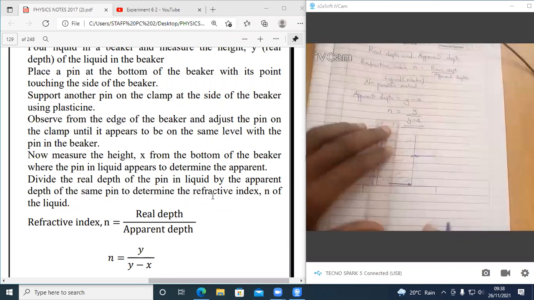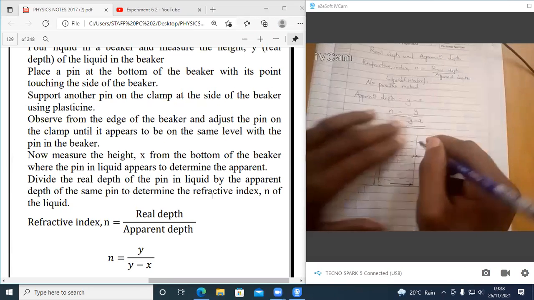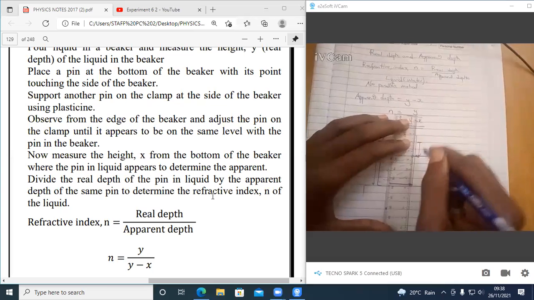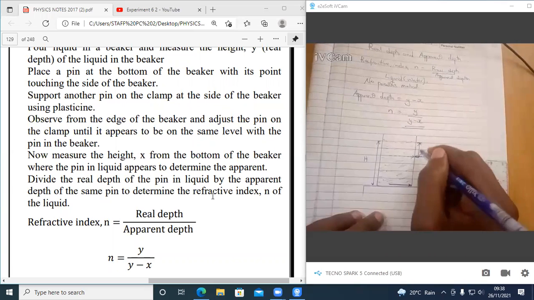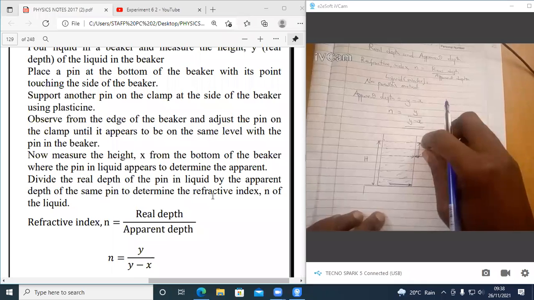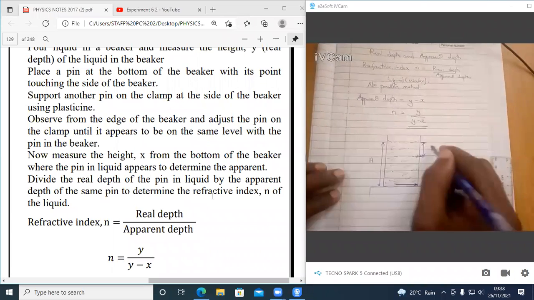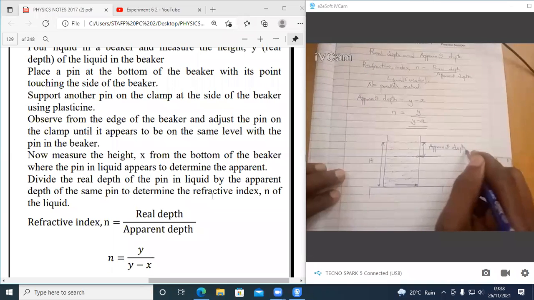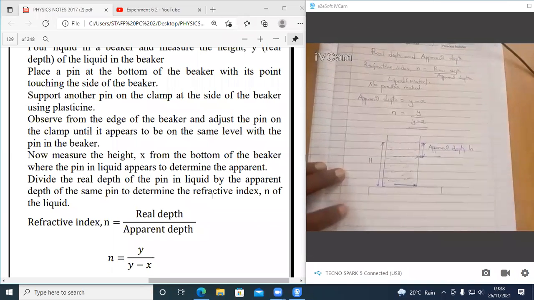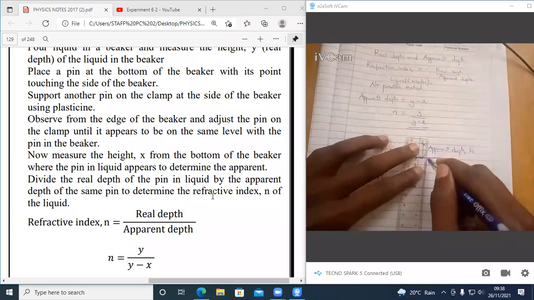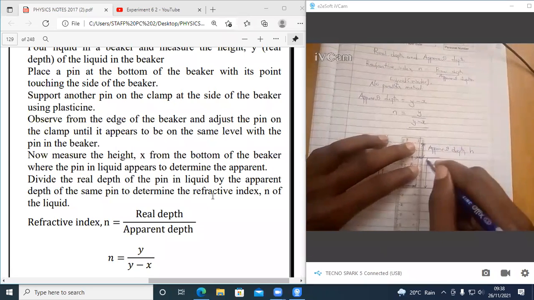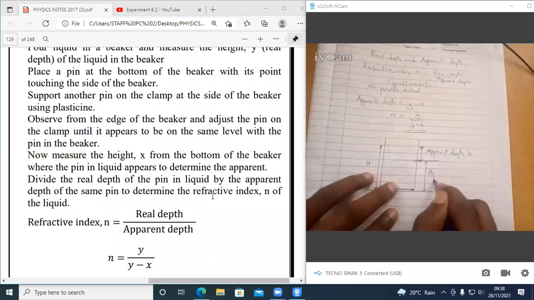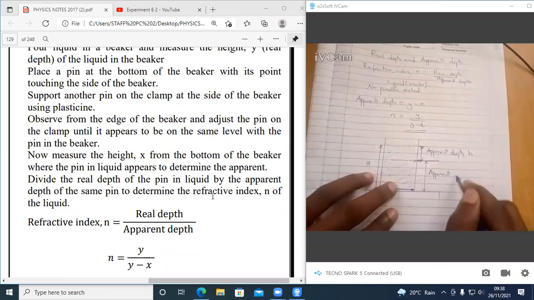Then this one here, up to here, what is this one? Members, this is the apparent depth, which we can call small h. Then this one here, what is this called? This is the apparent displacement. I can call it D.